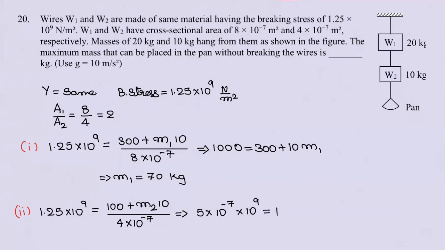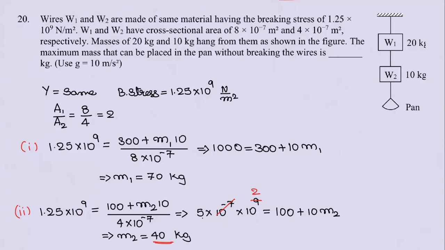I'm writing in detail because in the previous case I made a silly mistake. 10 M2. So it will be 10 power 9. This will be 500. 500 minus 100 is 400. 400 by 10 is 40. M2 is equal to 40 kg. Oh, now it will break for 40 only. The answer is 40 kg. Sorry, for 40 kg. Kg is given, so the answer is 40, numerical.